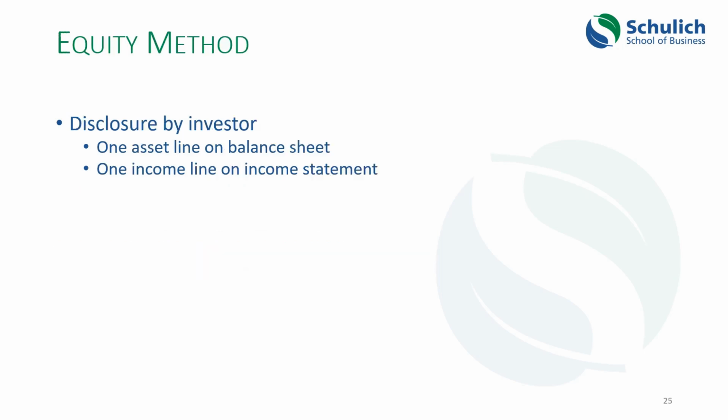So what does the equity method look like? Well, the disclosure by the investor is quite straightforward then. You simply have one line on your balance sheet that lists the shares of that other company. And that might be combined with other investments that the company has made. Financial assets, for instance, might be a line on the balance sheet in the asset section. So that's a single line. So rather than consolidating all of the assets line by line and consolidating all the liabilities line by line, you just have one line on the investor's balance sheet that shows this investment in the other company.